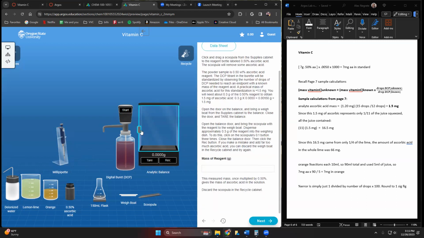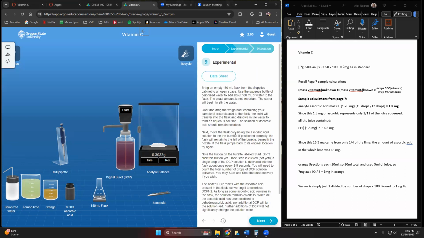So, mass of the reagent here. So here we're just going to simply put this in here, make sure that you tear it out. We're going to grab some ascorbic acid, and it tells us to weigh out 0.3 grams. So please be cautious with this. Do not tap the 1 gram, the 0.1, 2, 3. And we see that we have about 0.3 grams there. And I'm going to click it here, record that value. And I now have the mass of my reagent.